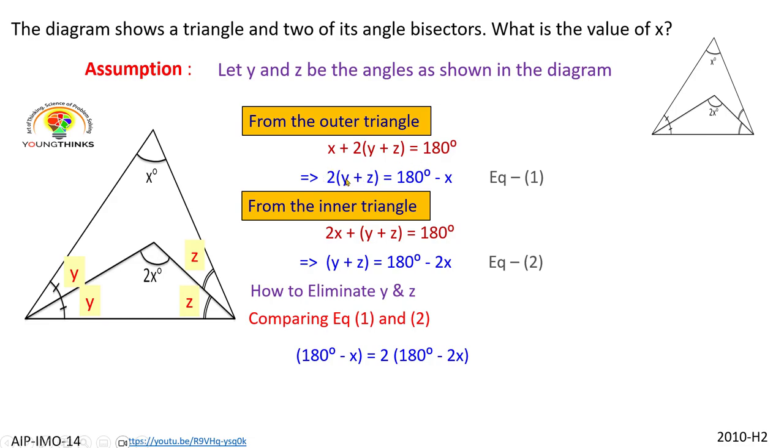If the left hand side of equation 1 is double the left hand side of equation 2, the right hand side of equation 1 is also double the right hand side of equation 2. That's exactly what we are doing. That's how you get this equation. Upon opening the bracket and simplifying, your x will turn out to be 60 degree. The value of x is 60 degree. Everyone okay?